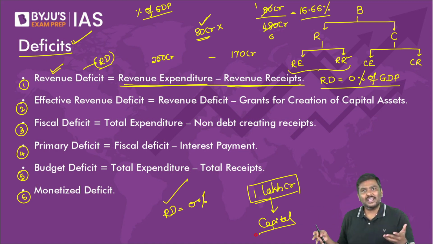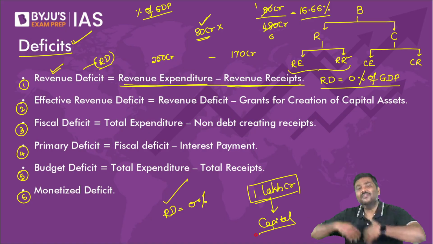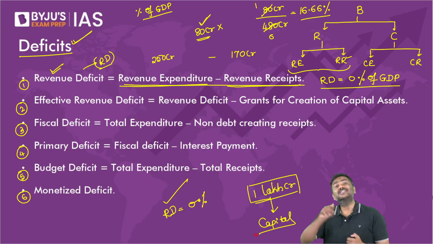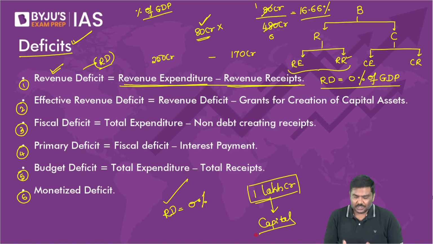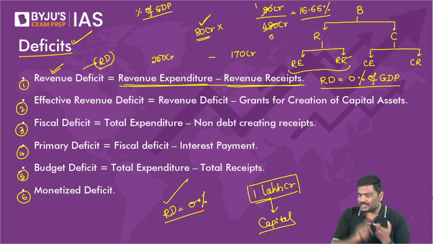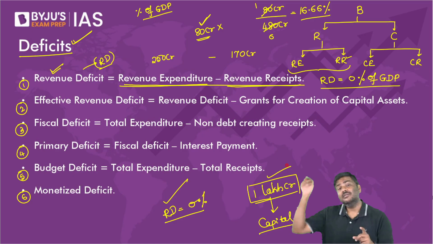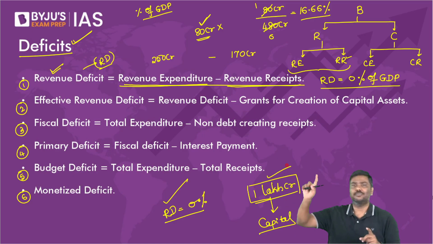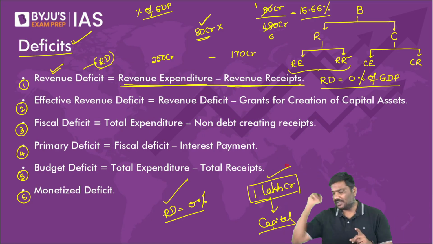What is there in capital expenditure? Mainly infrastructure. That is the argument. So the government of India says, I want to reduce the revenue deficit to 0, but I will keep on borrowing. That is for asset creation purposes. That is under the capital side.